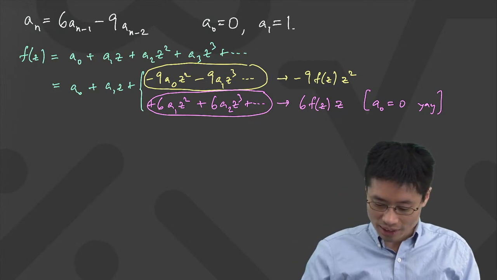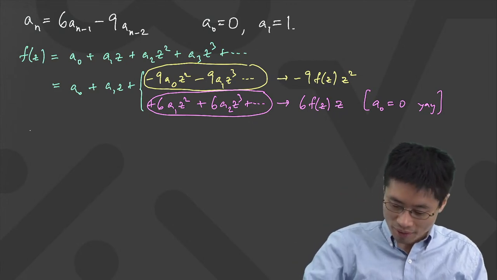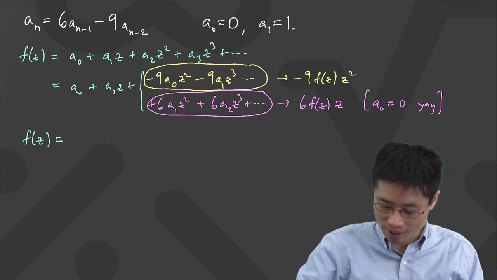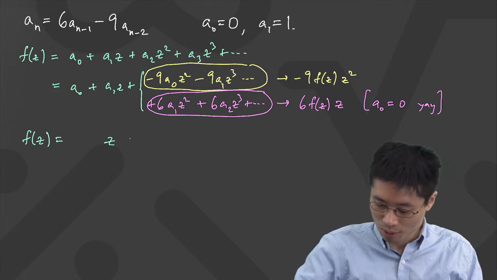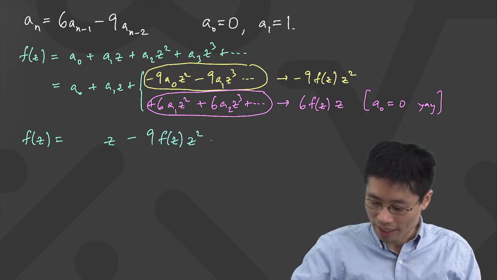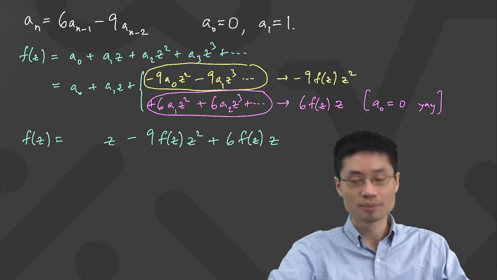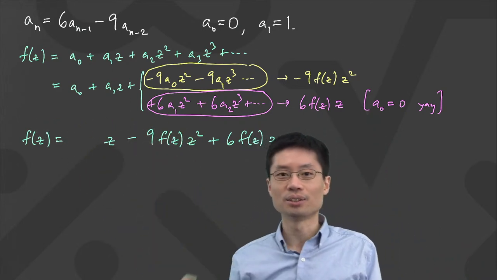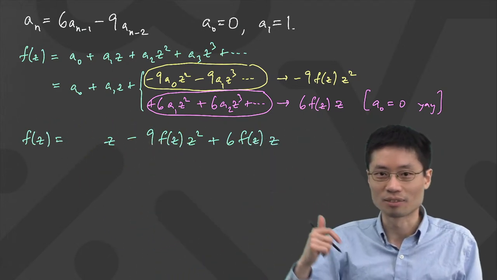Oh, and also this a0 and a1, I know what they are. So I finally know that this f of z is equal to a0 is 0, a1 is 1, so it's just plain z, minus 9 f of z z squared, plus 6 f of z z, I think. All I did is I just took this equation and I actually plugged in a0 is 0, a1 is 1, and I got this stuff.